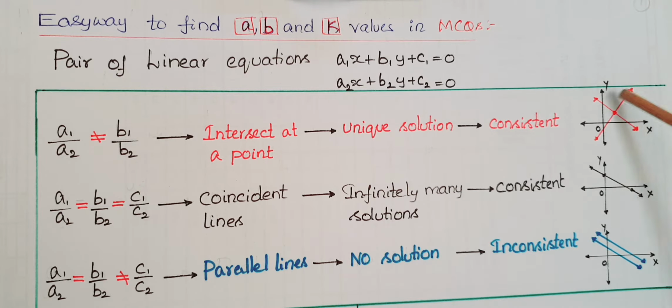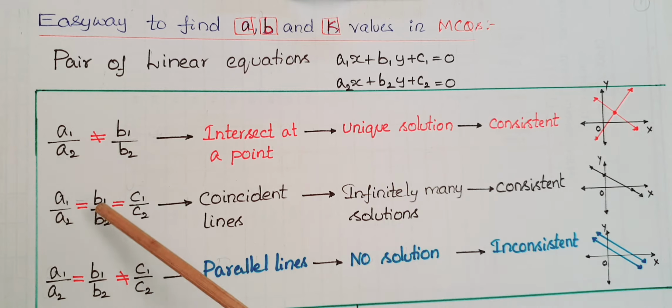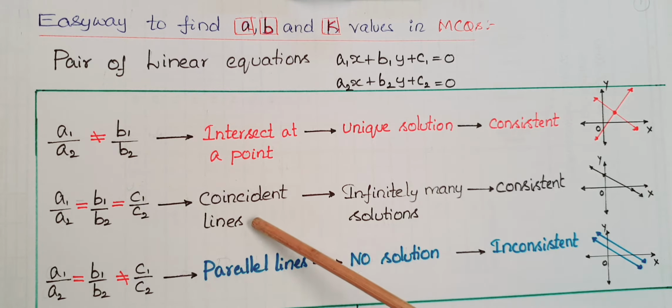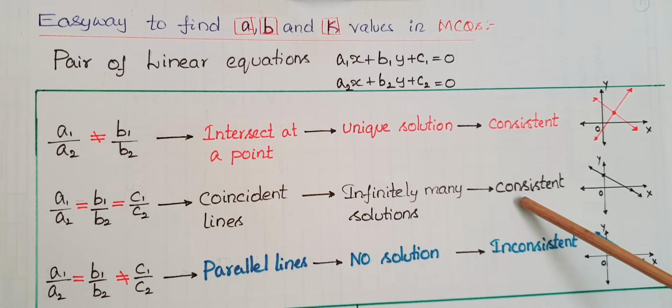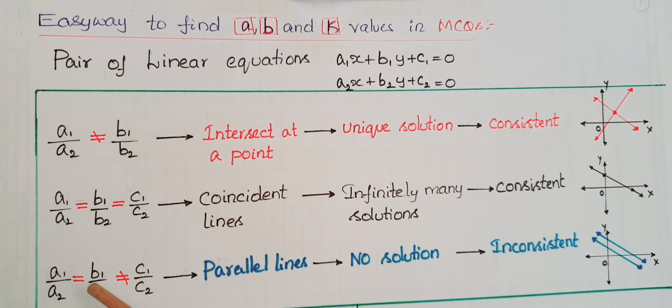These are the lines, pair of linear equations which intersect at a point. And if a1 by a2 is equal to b1 by b2 is equal to c1 by c2, those lines are coincident lines and they have infinitely many solutions and they are consistent. So these are the lines. And if a1 by a2 is equal to b1 by b2 is not equal to c1 by c2, then those lines are parallel lines and they have no solution and they are inconsistent. So these are the parallel lines.